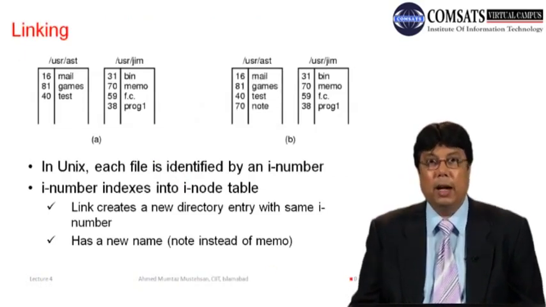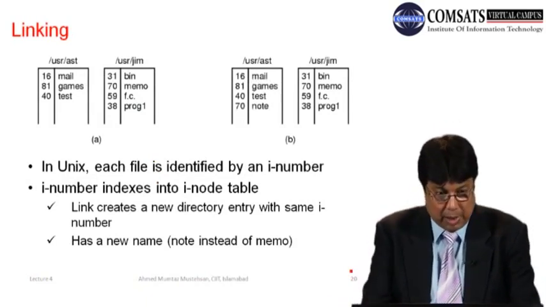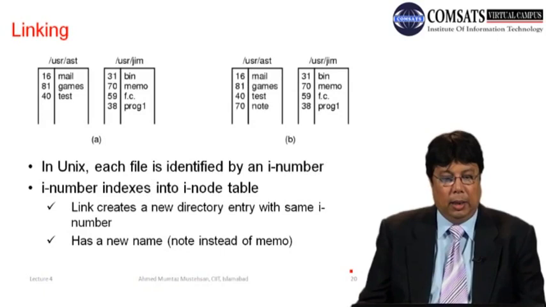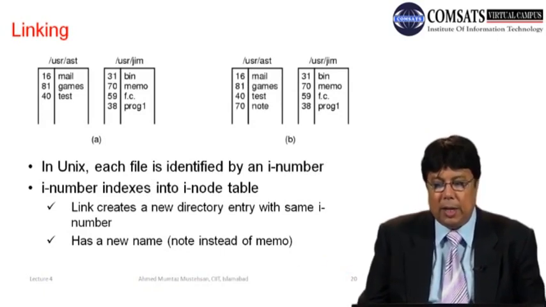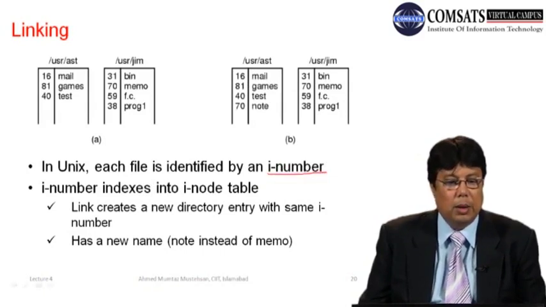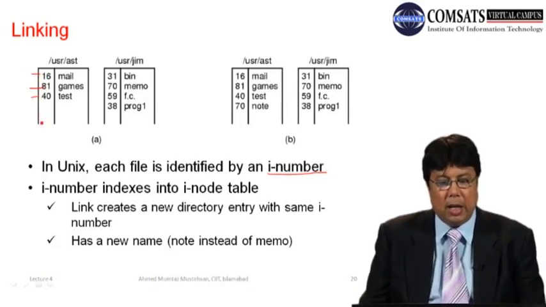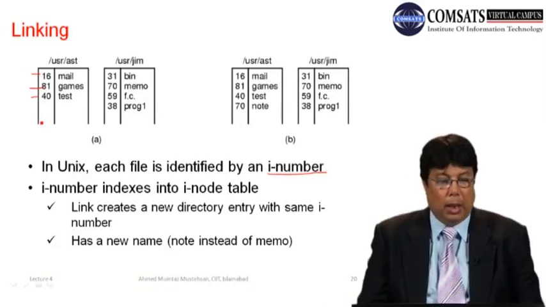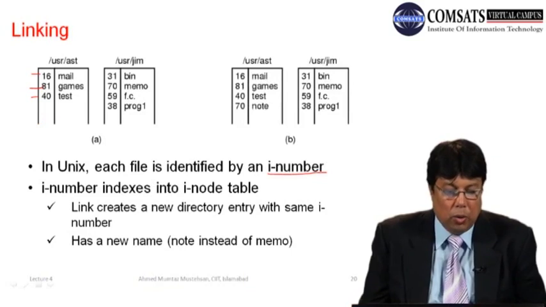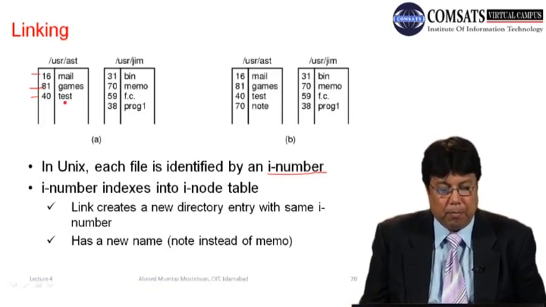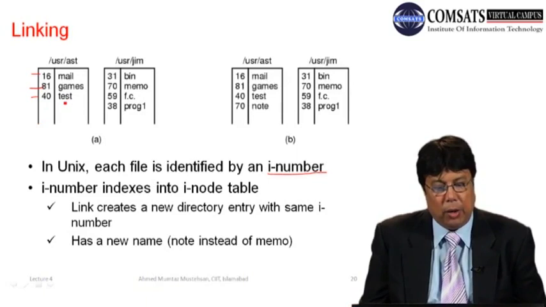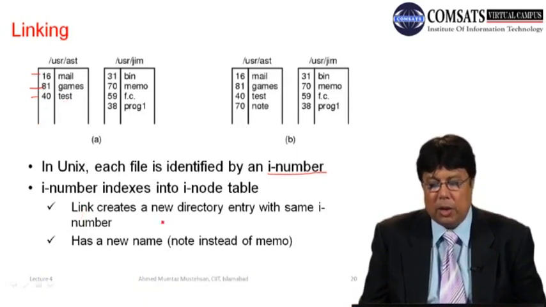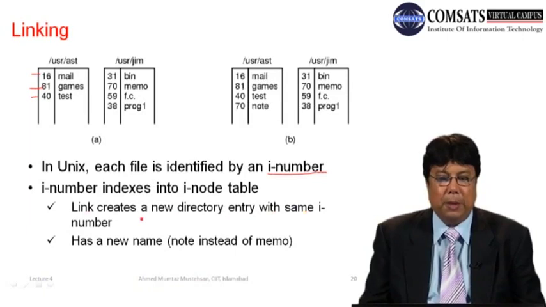Okay, the very next slide. This is what I was just promising you, linking. In Unix each file is identified by the inode number. These are the inode numbers: 16, 18, 40. This is an index basically. That index takes you to the physical location of that particular file. Now we can simply use this particular link. We can first create the link and then we can use the link. So link creates a new directory entry with the same inode number.